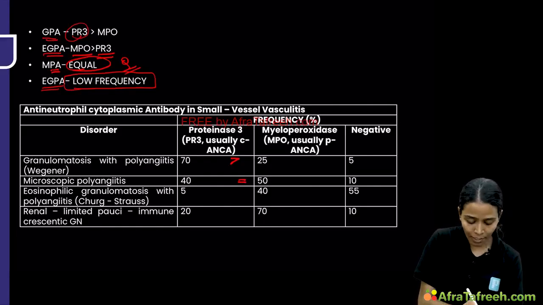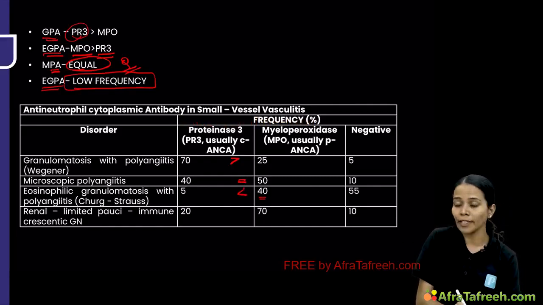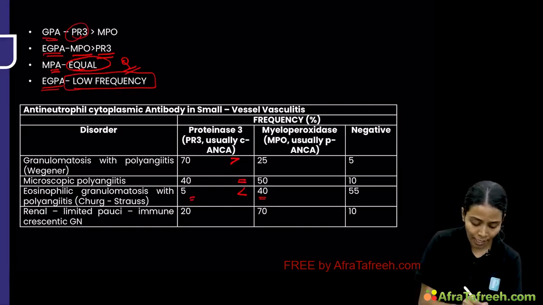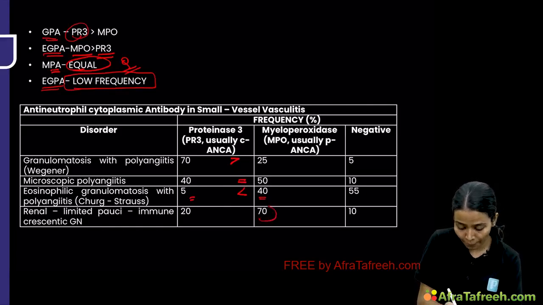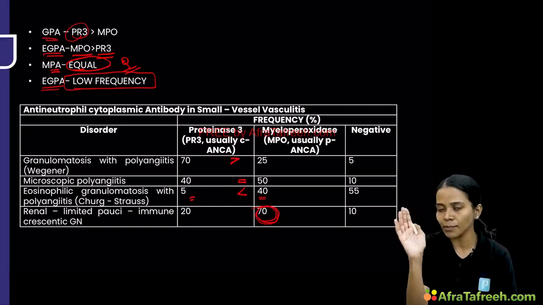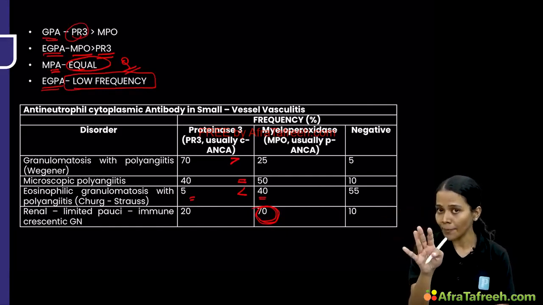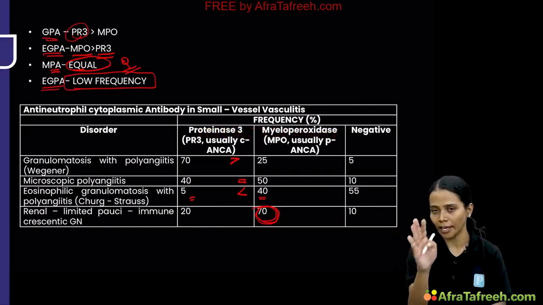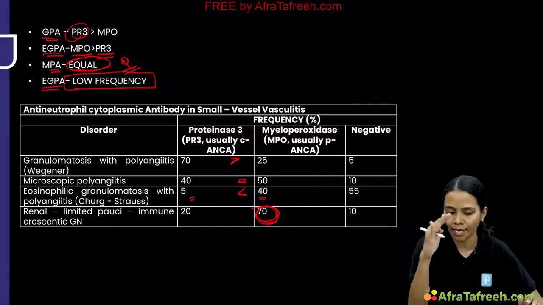In EGPA or Churg-Strauss, you see that MPO is more common than PR3. In renal limited pauci-immune glomerulonephritis, it is mostly MPO that you are going to see, okay. So, renal limited is mostly MPO, and in MPA, microscopic polyangiitis, you are going to see equal amounts of both antigens or antibodies against these antigens.